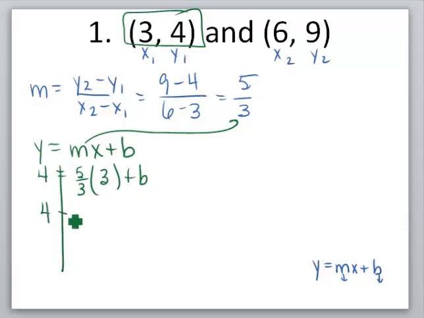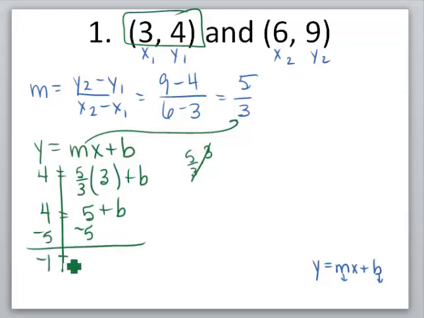Solve this equation, I end up with 4 equals, well, 5/3 times 3 is 5 plus b. Get b by itself by moving the 5 to the other side. Negative 1 equals b. So I end up with the answer of y equals m, which is 5/3, x, plus my b value, which is negative 1. This would be my final answer.